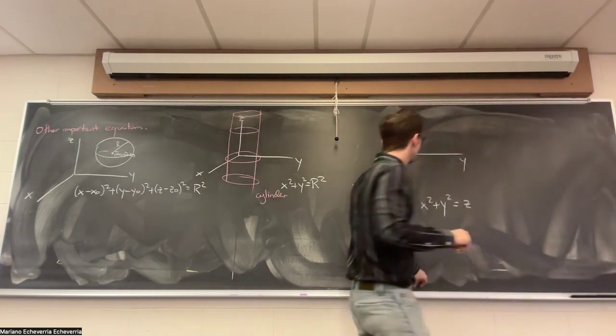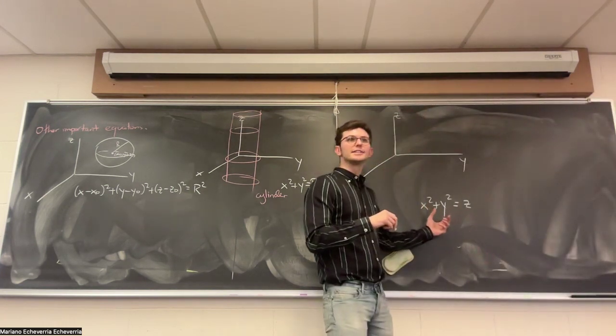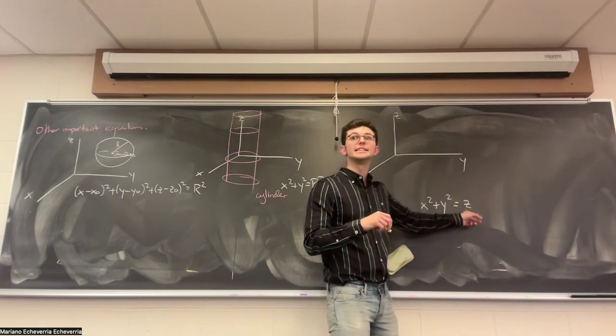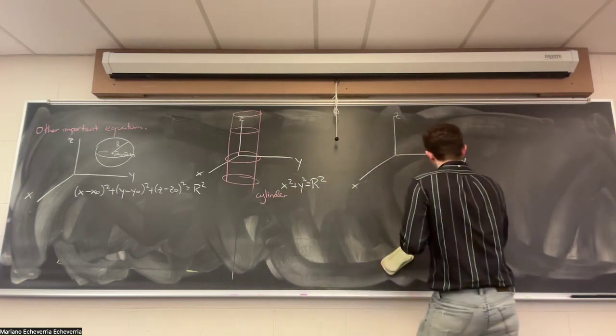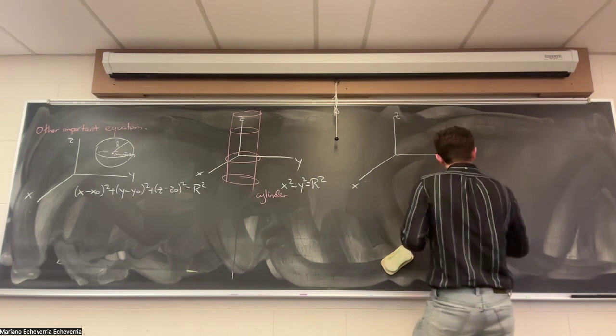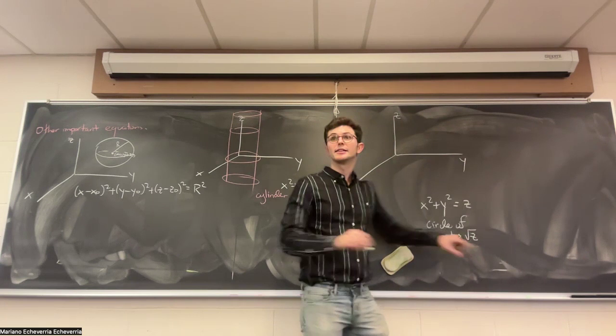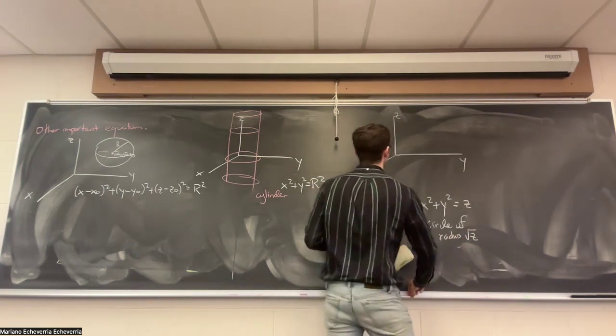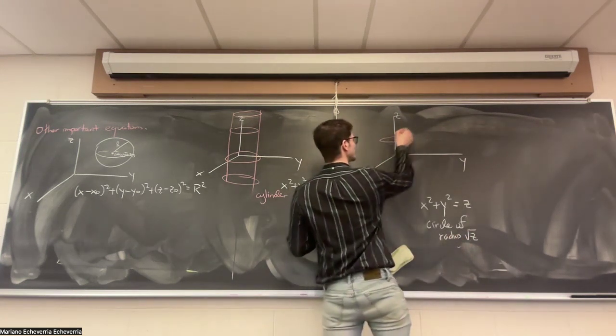You should think about this as a circle, but now the radius is root of z. So this is a circle of radius root of z, which means that the radius depends on the height. As the height increases, the radius of the circle increases. Is that making sense?